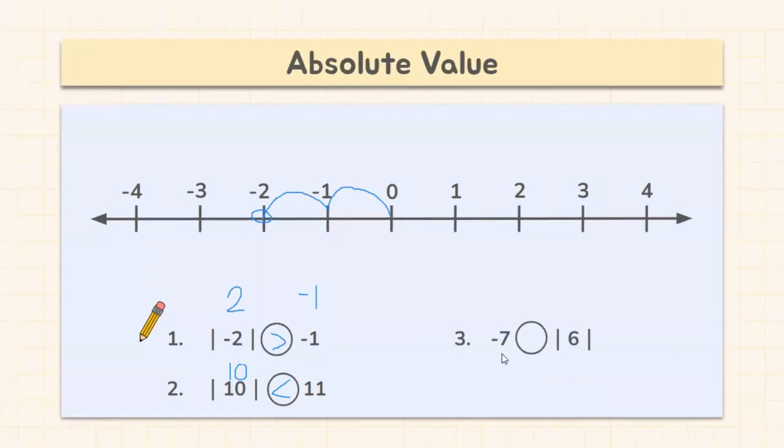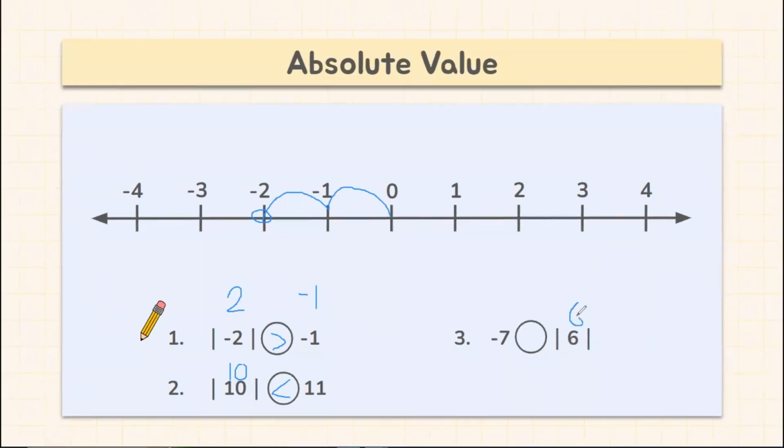Now we have -7 compared to the absolute value of 6. So -7 is just -7. Absolute value of 6 tells me how far away 6 is from 0. It is 6 away. So now we can compare -7 to 6. -7 is less than 6. So -7 is less than the absolute value of 6.